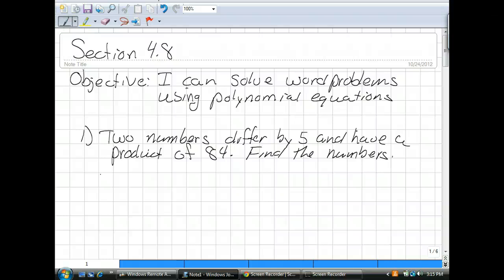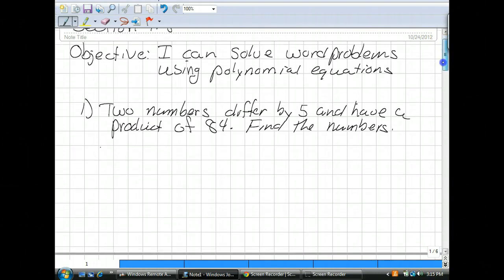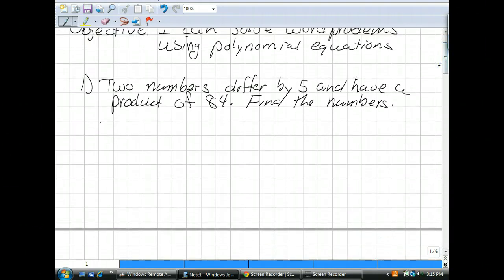Today we are doing section 4.5. Our objective: I can solve word problems using polynomial equations. Example 1. Two numbers differ by 5 and have a product of 84.